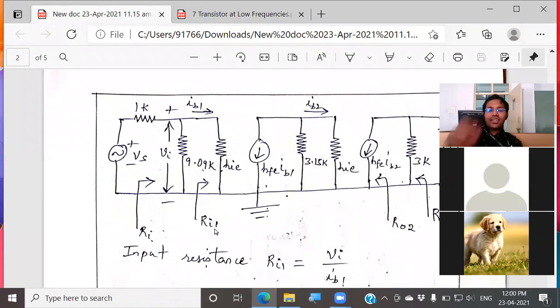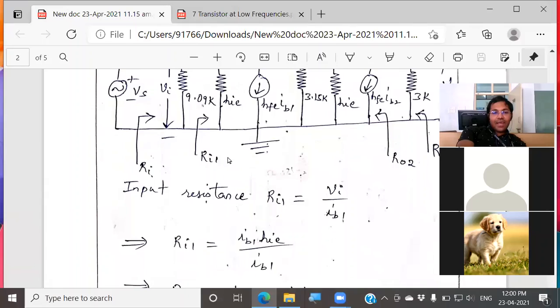Ri1, similar to what we have seen many times. What is that? Vi by Ib1. What is Vi here in terms of these two? Quickly, young blood, you should answer fast. Vi is Ib1 into hie. Very good. Vi is Ib1 into hie. What will cancel here? Ib1 will cancel. So Ri1 is simply hie.